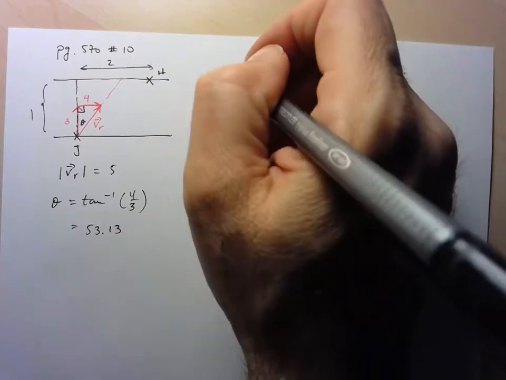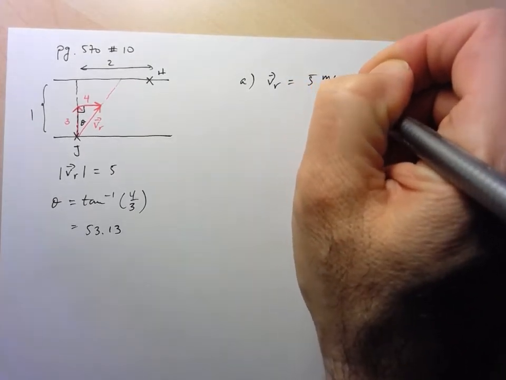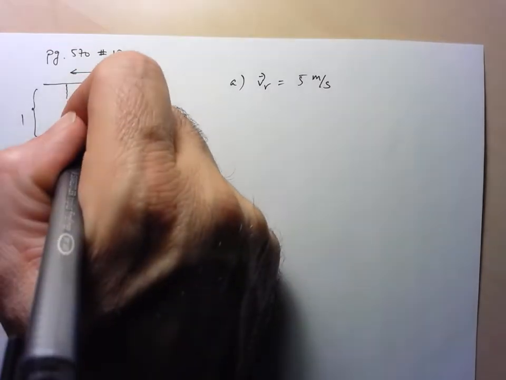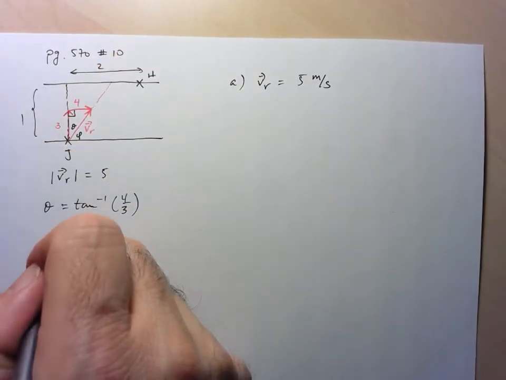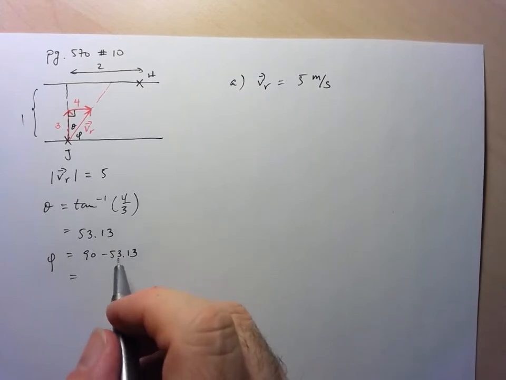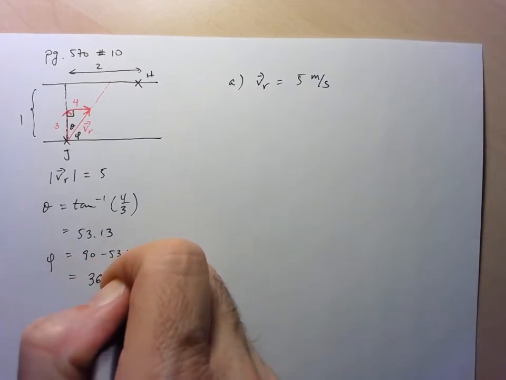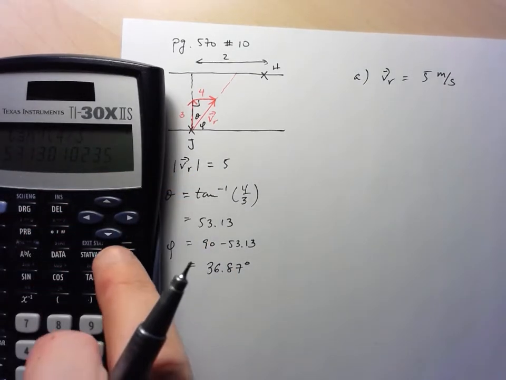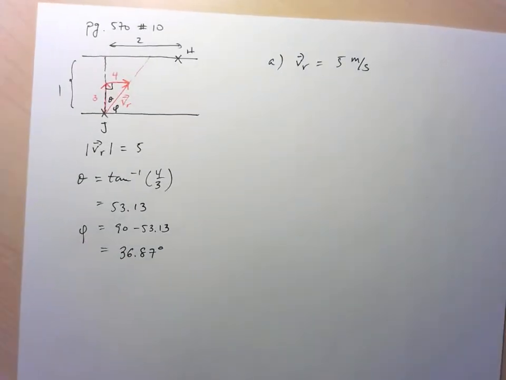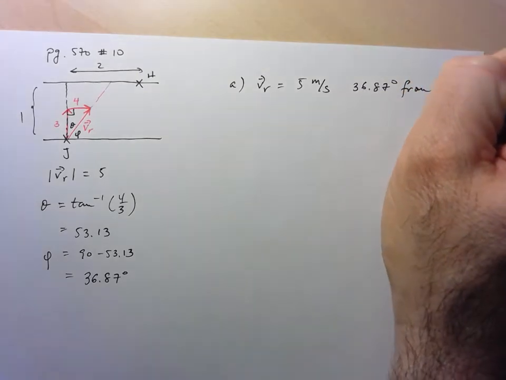So if we want to give an answer to part A, the resultant velocity is going to be equal to 5 meters per second. And for the direction, I think it's easiest if we just give the direction from the shore. So phi here is just going to be 90 minus 53.13, and so that's going to be 36.87 degrees. And of course, if I was on a test, I would tell you, you better check that out. So 90 minus 53.13 is 36.87. Better to check. So here we can say 36.87 degrees from the shoreline.